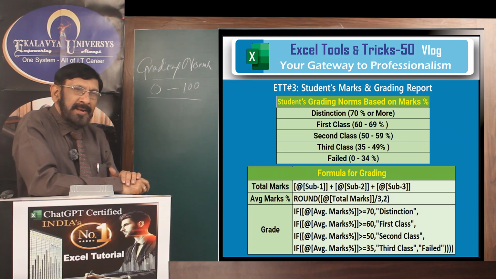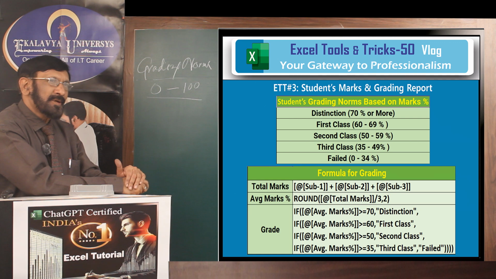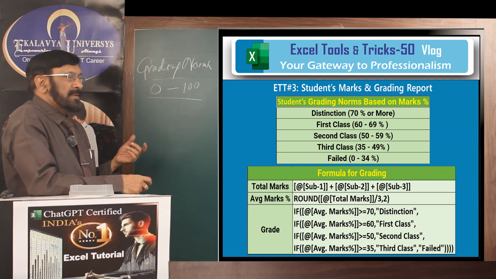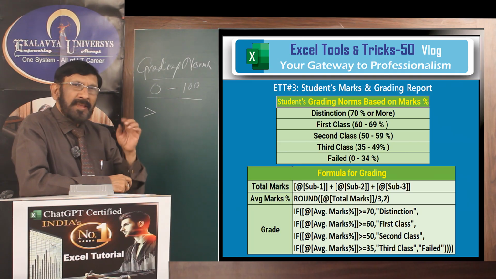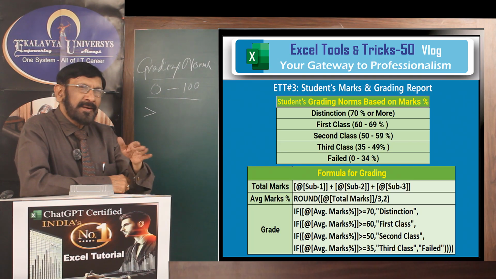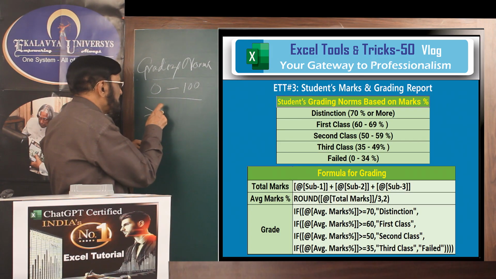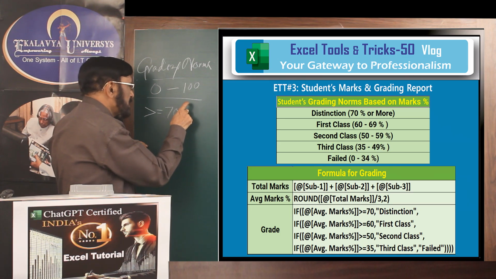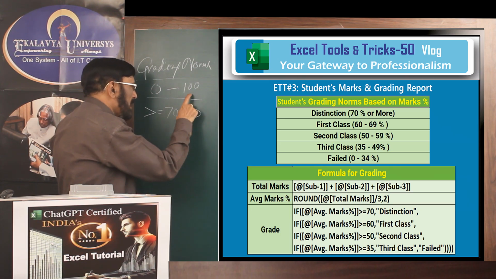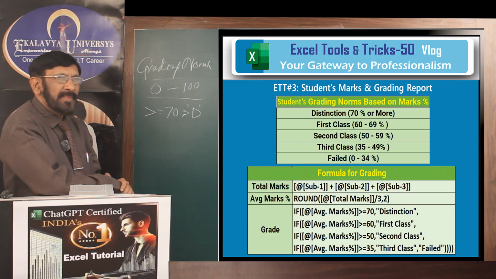Now, how to write this? Actually, while writing code, there is some smart issue that you have to understand. So here, first let us consider the distinction. 70 to 100. What is the maximum mark? 100. By definition, nobody can get more than 100. So greater than or equal to 70. I write a single character. Distinction.